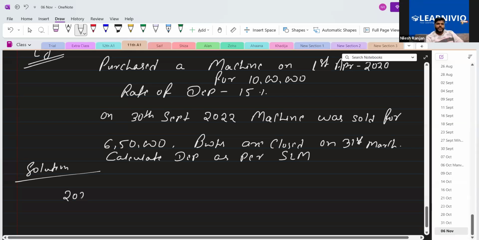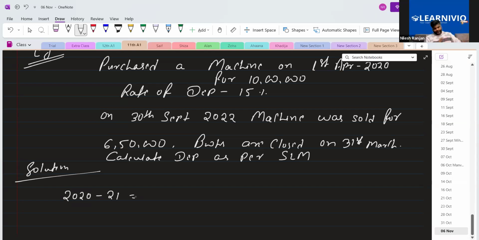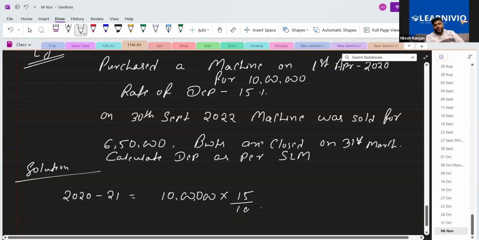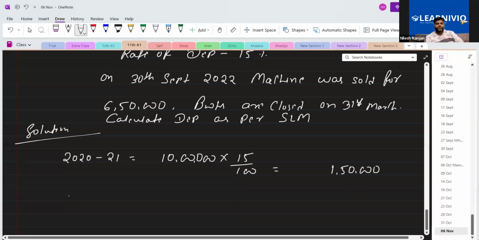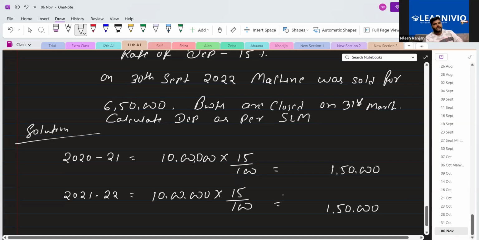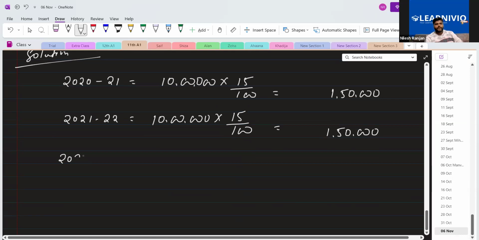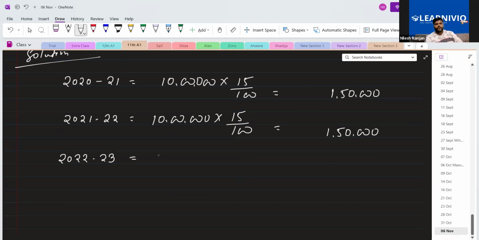So first year, 2020-21. In this year, the machine is used for the whole year because it is purchased on 1st April and it is used up to 31st March 2021. So it means the cost of asset, 10 lakh into 15%. So 15 by 100, it is 1 lakh 50,000. Again, in the second year, 2021-22, the same machine is used for the whole year. So again 15%, so it will be 1 lakh 50,000. Then 2022-23.